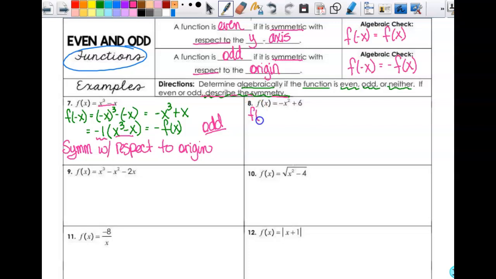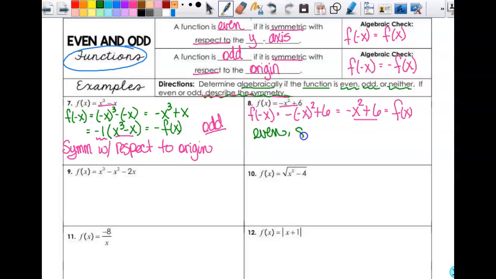Again, I'm doing f of negative x. That's equal to negative x squared plus 6. So then negative x squared is just x squared. So this is negative x squared and then plus 6. These two pieces here are identical, which means this equals f of x. Need to have that on there to finish that off. That means that this is even.